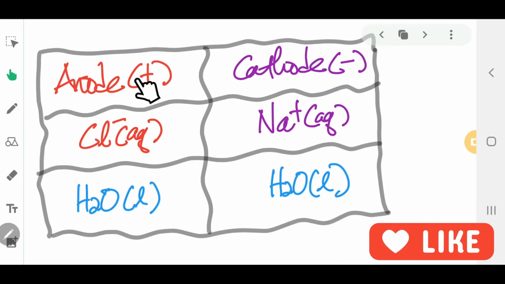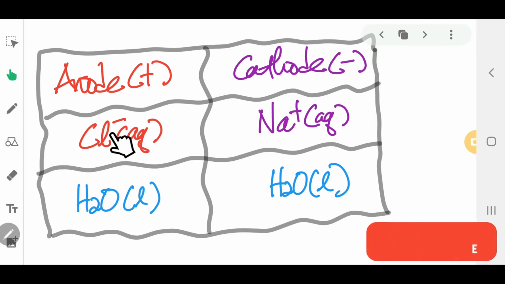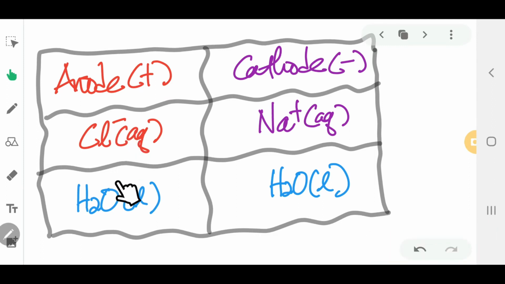At the anode, you will have the chloride, Cl minus aqueous, and H2O liquid competing to be discharged at the anode terminal, whereas at the cathode, you will have the Na plus aqueous and the water liquid competing to get discharged at the cathode. So the question now: which one of these two will get discharged first at the anode, and which one of these two species will get discharged first at the cathode?